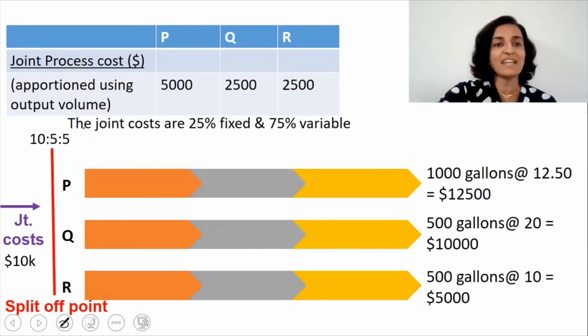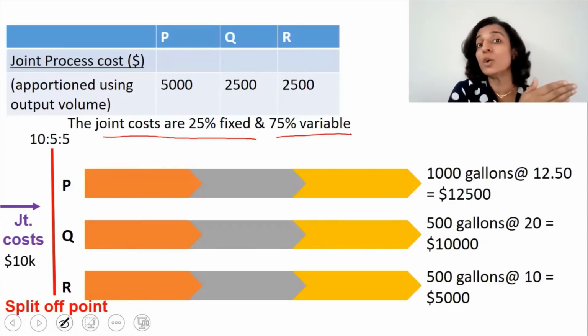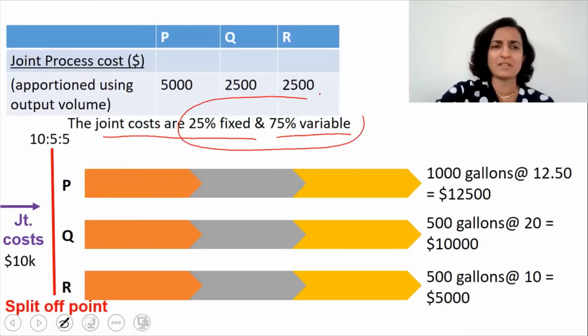Now they have mentioned that the joint costs are 25% fixed and 75% variable. We have seen in the last class that for all the further processing decisions, joint process costs are completely ignored because it's a past cost. So this information, that joint cost are 25% fixed and 75% variable, is not relevant. As it is, we are not going to consider joint cost for decision making.